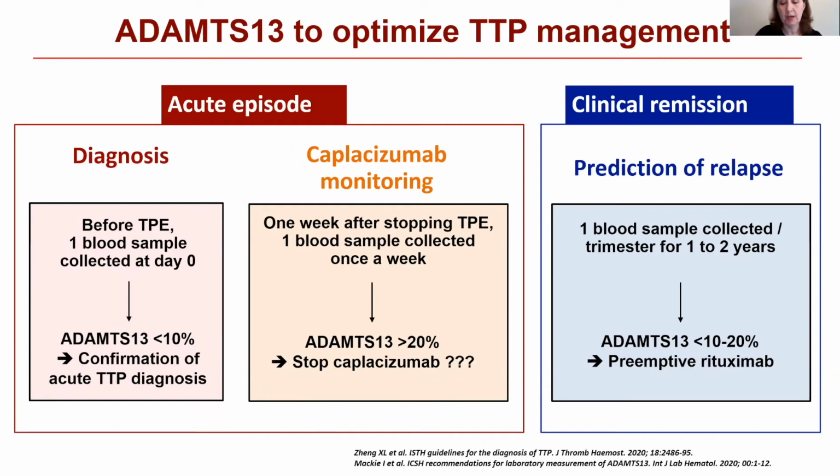Interestingly, the last few years have shown that ADAMTS13 could also be useful beyond acute TTP diagnosis. Today, during an acute TTP episode, even if there are no control data available to tailor caplacizumab treatment according to ADAMTS13 monitoring, we can wonder if a 20% threshold of ADAMTS13 activity reached 1 week after stopping plasma exchange could be a criterion to stop caplacizumab. During clinical remission, it is now well established that ADAMTS13 monitoring is useful to predict relapses and then to prescribe preemptive rituximab.